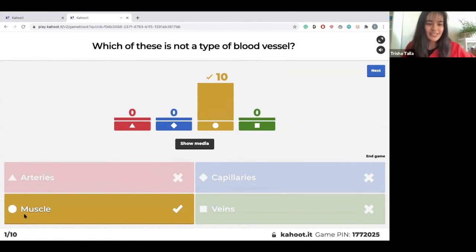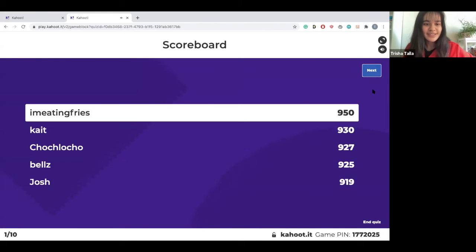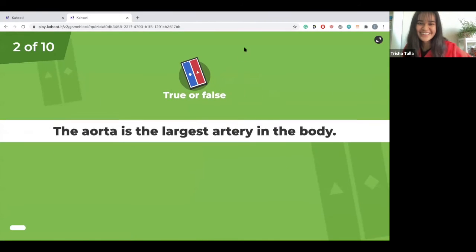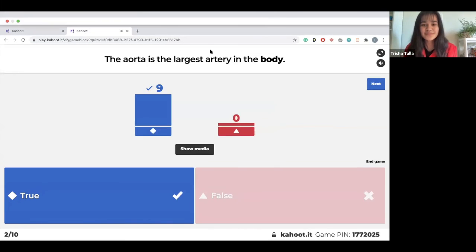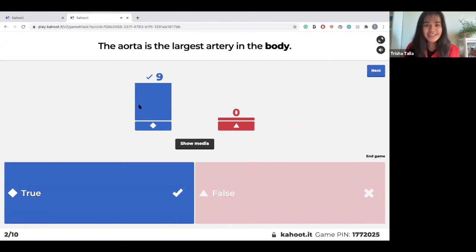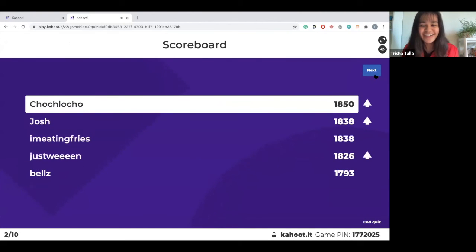Okay, yeah, it's muscle. Like earlier, I was talking about arteries, capillaries, and veins are all different types of blood vessels. Okay, we have, I'm eating fries. That's, yeah. It is true. Okay. Okay, Chloe, I see you.